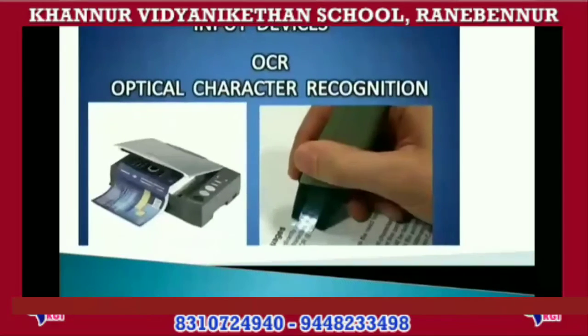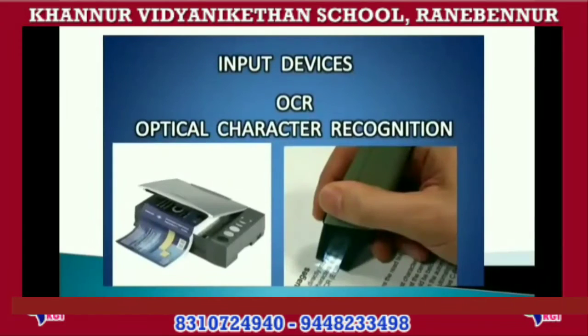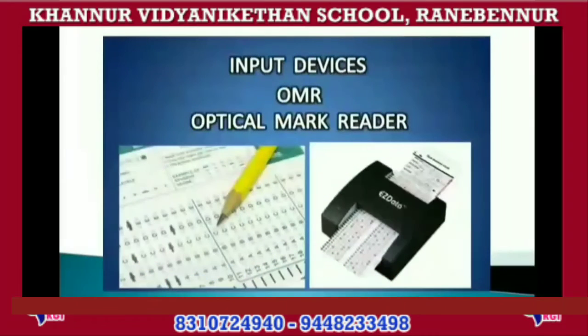Then the next is optical character recognition, nothing but OCR. This input device is helpful for blind persons, those who can't see. Okay. Then the next is optical mark reader, nothing but OMR. As you people have heard of the OMR sheet, this OMR sheet will be read by this optical mark reader. If you made any mistake, this optical mark reader will find it out.